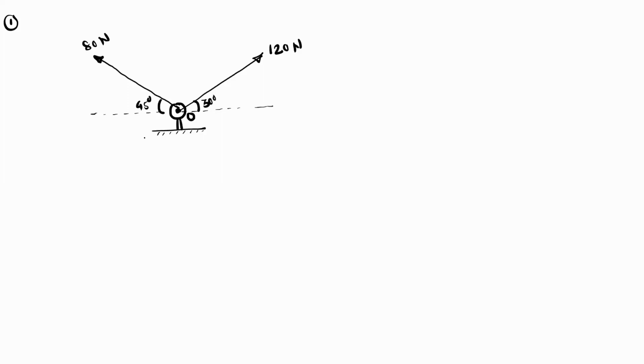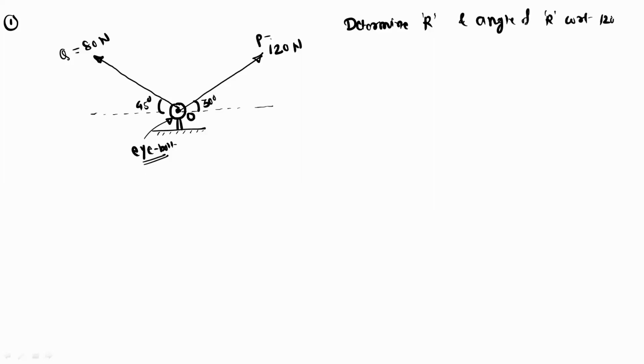So basically this is an eye bolt which is connected to the ground. So this is the eye bolt. Okay. And these two forces, we can take this force as P and this is Q. And the question is: determine the resultant. So determine R and the angle of the resultant with respect to 120 Newton.